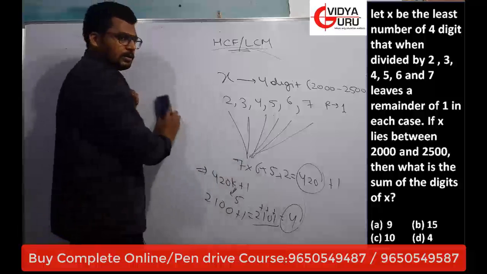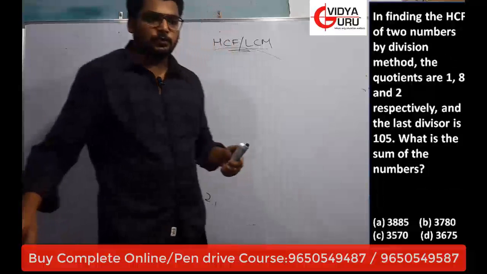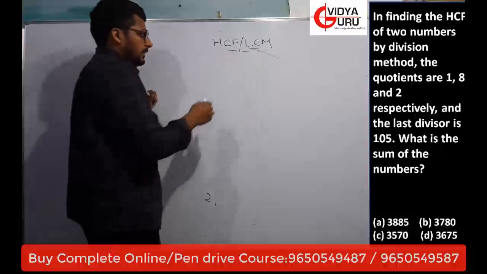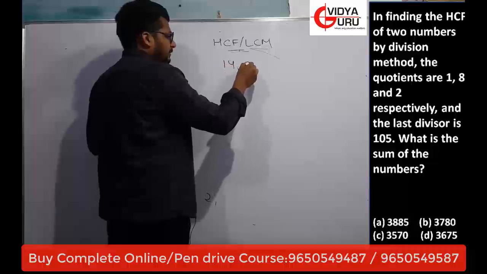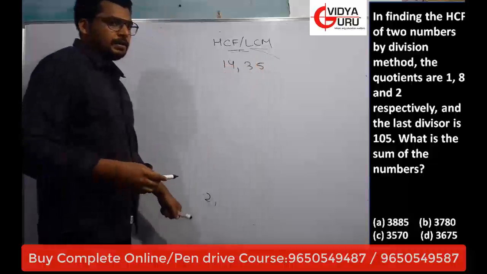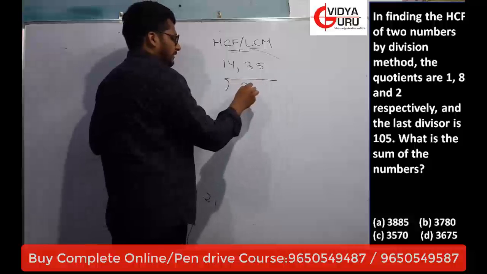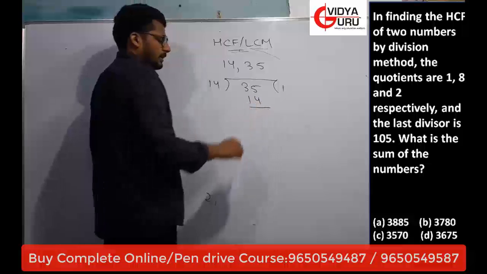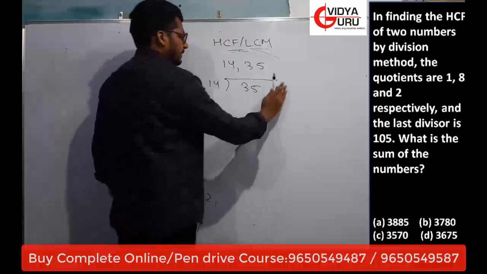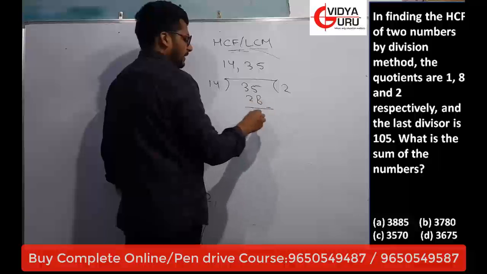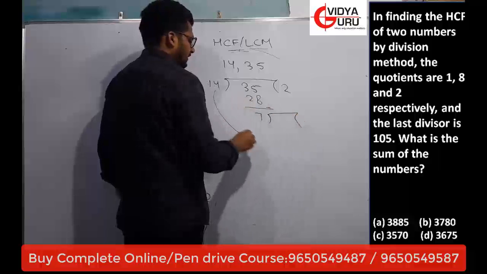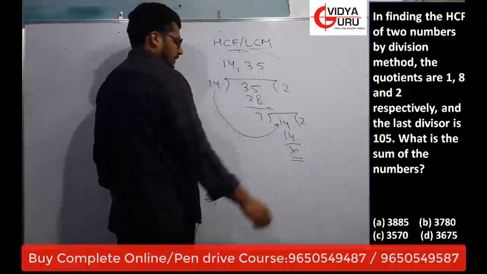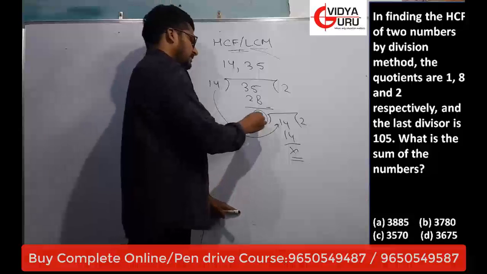So coming on to our next question. Finding the HCF of two numbers by the division method. How do we find the HCF by the division method? Let's suppose I need to find the HCF of 14 and 35 by the division method. So 35 will be divided by 14. 14 one time is 14, 14 two times is 28. What will be left here? 7. Now I will bring this 14 inside and divide it by 7. 7 into 14, remainder 0. Now the remainder is 0, so the HCF is 7.